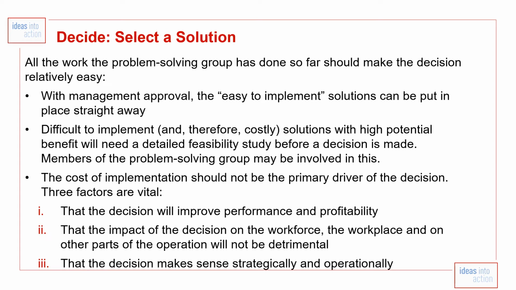With management approval, the easy to implement solutions that we identified in the ideas grid can be put into place straight away. The more difficult to implement solutions, which are therefore more costly, but which have a high potential benefit, will need more detailed feasibility study or cost-benefit review, and members of the problem-solving group may be involved in that analysis.